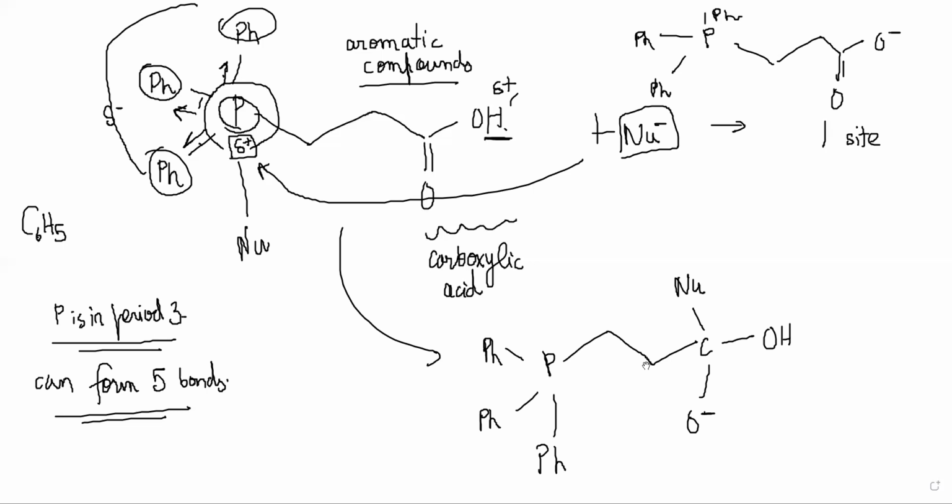Then problem number 8. In your corrected mechanisms for problem 7, explain in each case which orbital is the HOMO of the nucleophile, highest occupied molecular orbital, and which orbital is the LUMO, lowest unoccupied molecular orbital, of the electrophile. So this you can just think about yourself. I will leave this one. We'll go on to problem 9. Problem 9 is draw a mechanism for the following reaction.